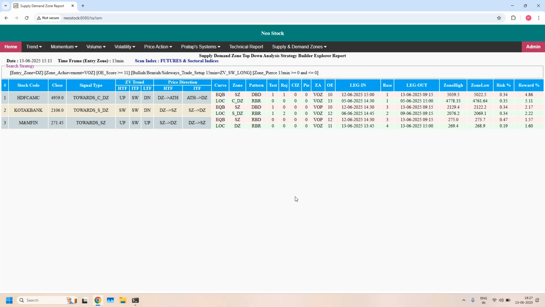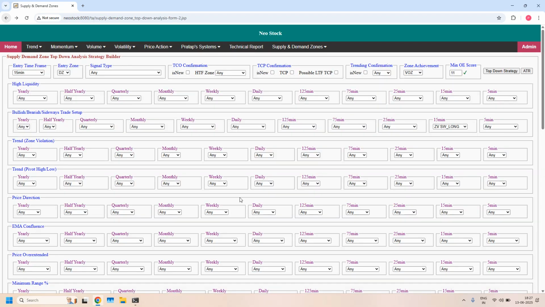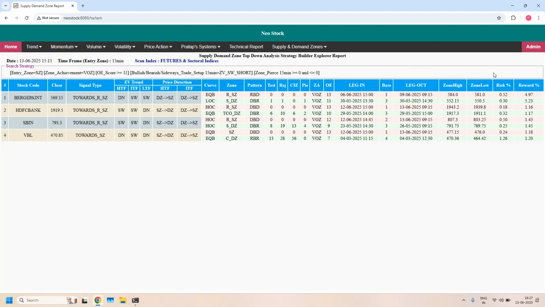Okay, next sideways short trade setup. The changes are 15 minutes supply zone and also here sideways short. Now all the 3 filters are applied to 15 minutes supply zone. Now 4 stocks are filtered. Sideways short trade setup for daily income trade and entry time frame zones are 15 minute supply zones.